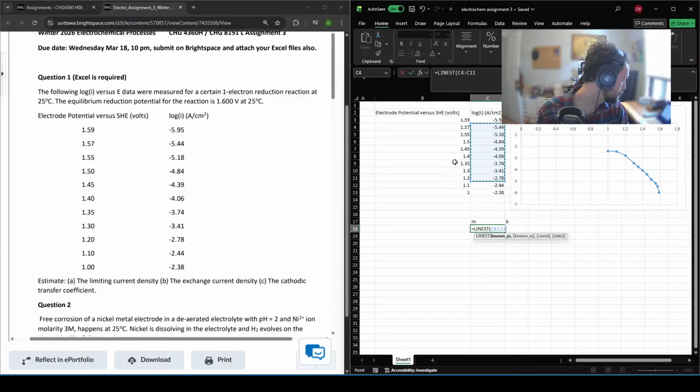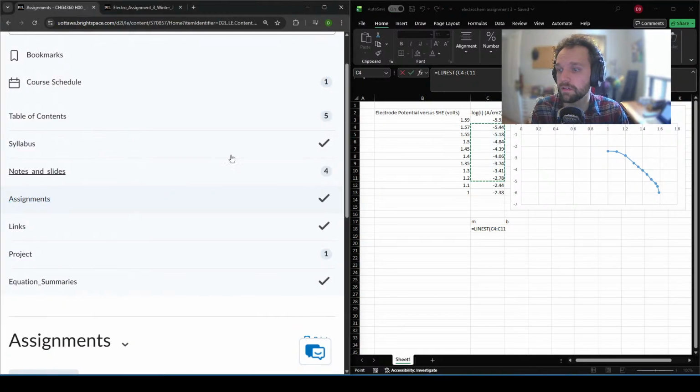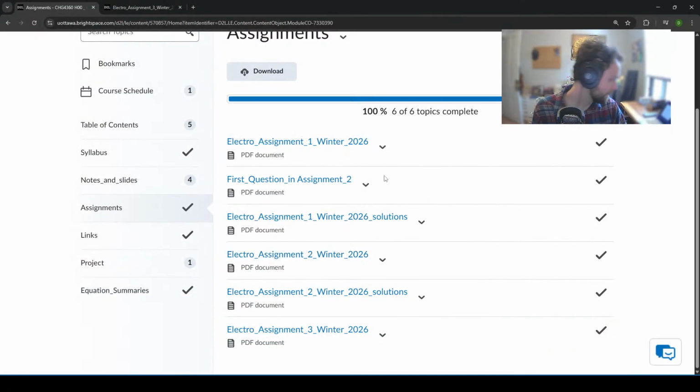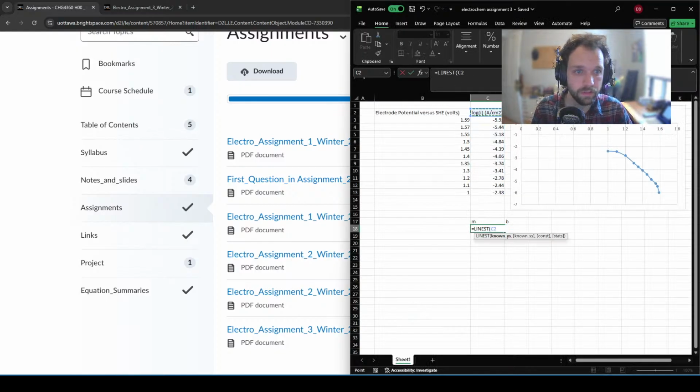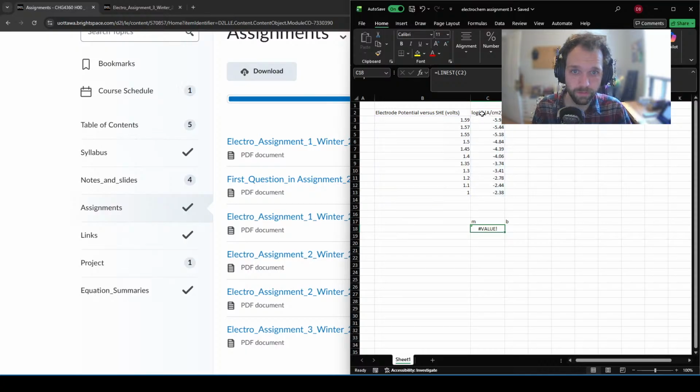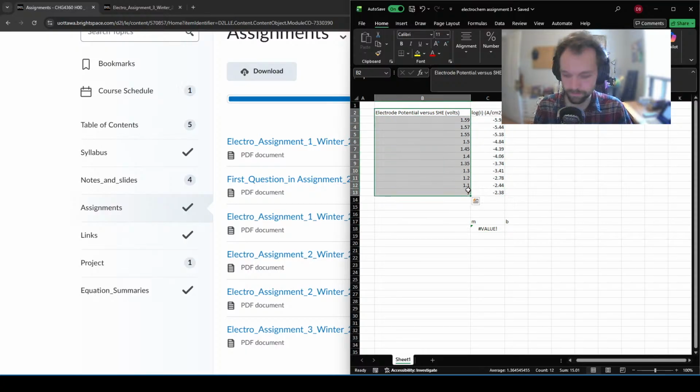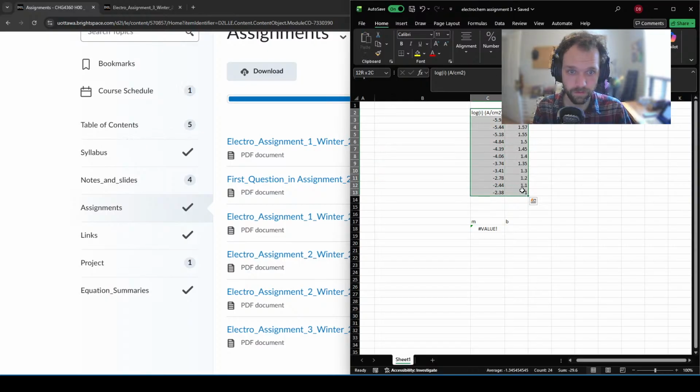That ain't right. Yes. Log I is supposed to be the x here, so we're going to delete that and switch these around. And then plot it.